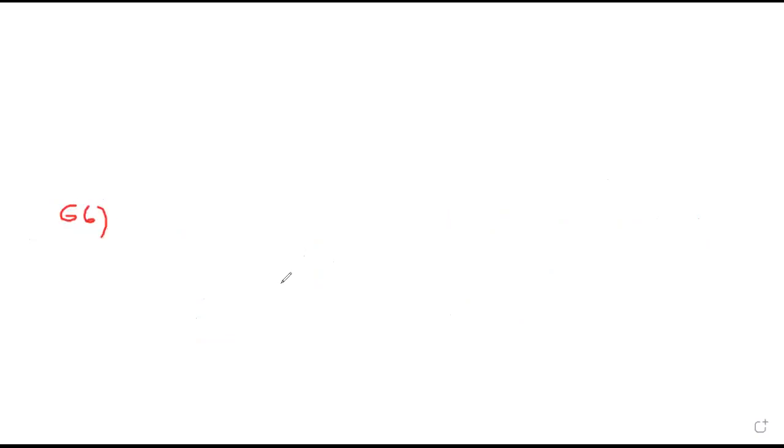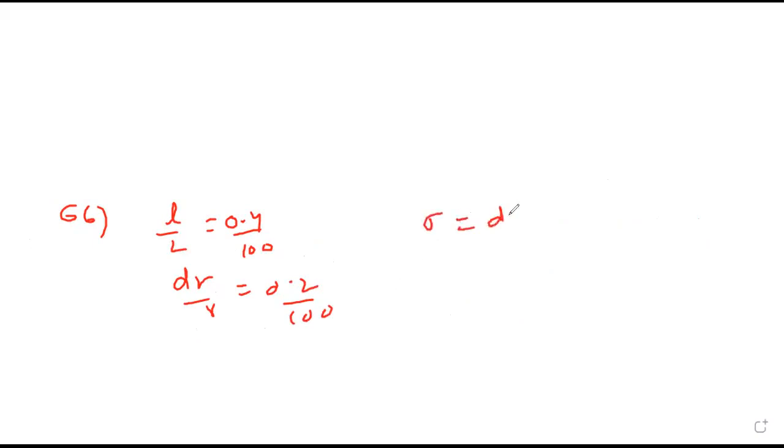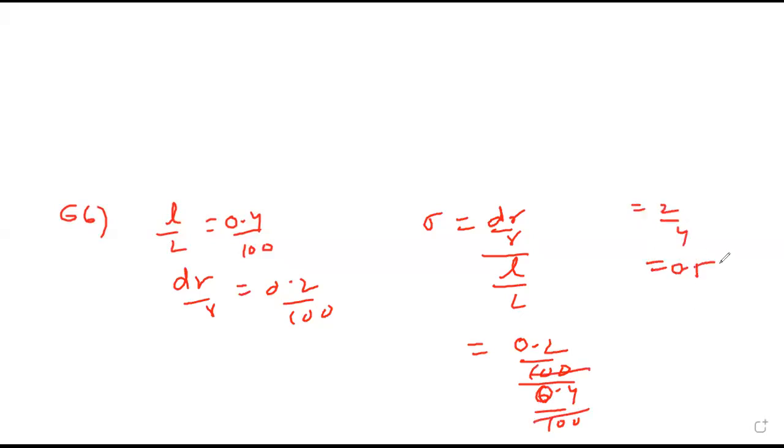66. When a wire is subjected to a force along the length, its length increases by 0.4% and radius decreases by 0.2%. What is Poisson's ratio? It is dr bar upon r divided by l by L. So 0.2 upon 100, 0.4 upon 100. 2 by 4, 0.5.